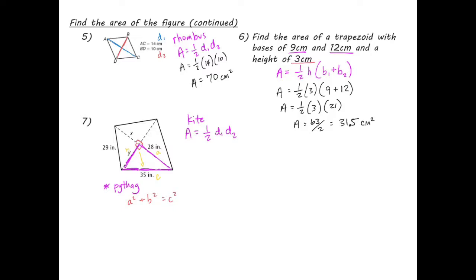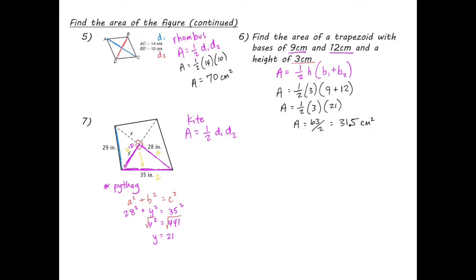So we have 28 squared plus y squared equals 35 squared. All right, I've already done this one out, so I'm not gonna write everything here. I'll just do the math on my calculator and say y squared equals, after doing the math, I got 441, square root, and y equals 21. Cool.